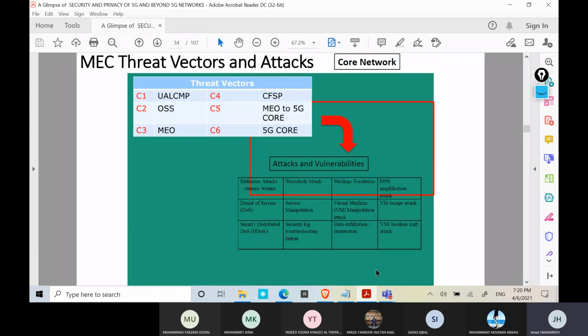And imagine the number of attacks that are just because of introducing one single technology called mobile edge computing. So it's so important that you come up with expert people who can come up with algorithms, techniques, and methods that can defend the network against these attacks.